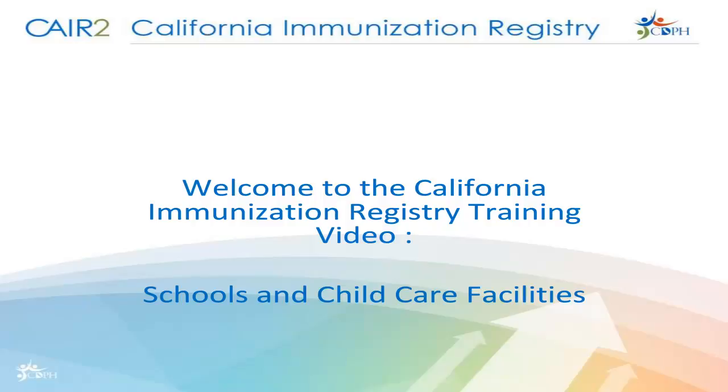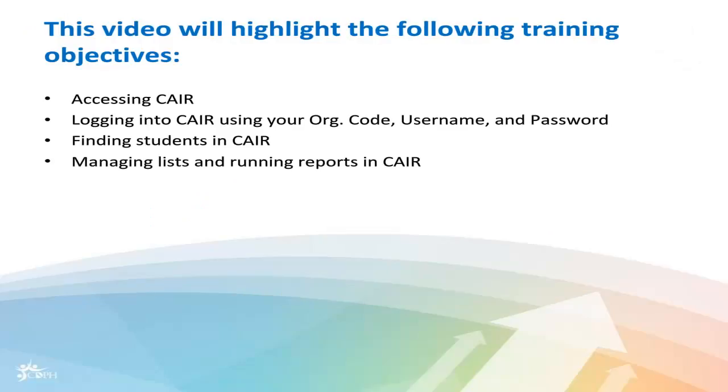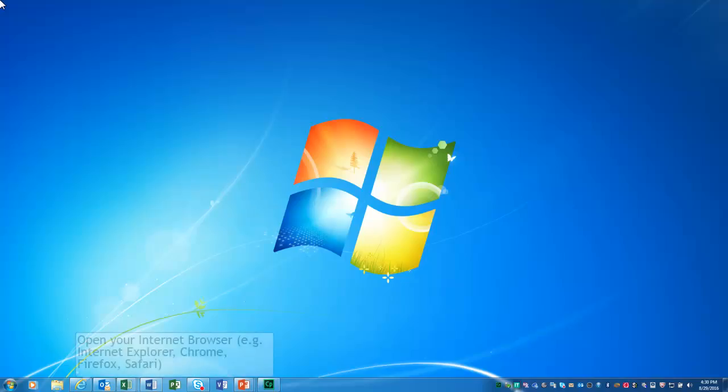Welcome to the California Immunization Registry training video, Schools and Child Care Facilities. This video will highlight the following training objectives: accessing CAIR, logging into CAIR using your org code, username, and password, finding students in CAIR, and managing lists and running reports in CAIR.